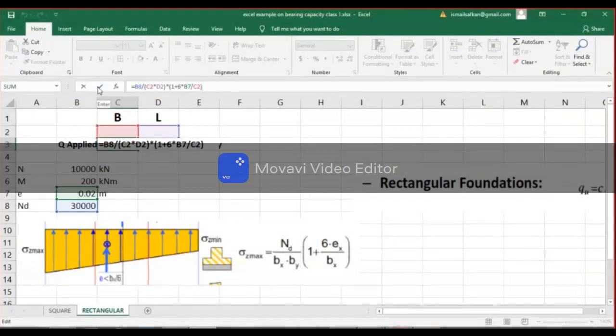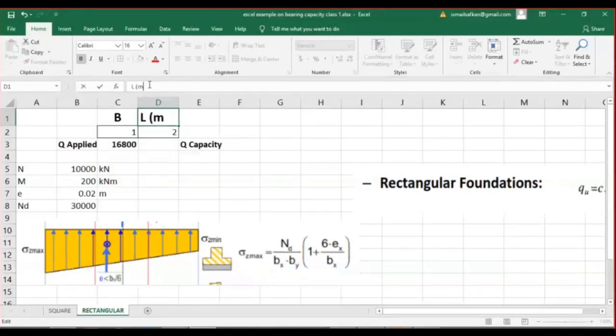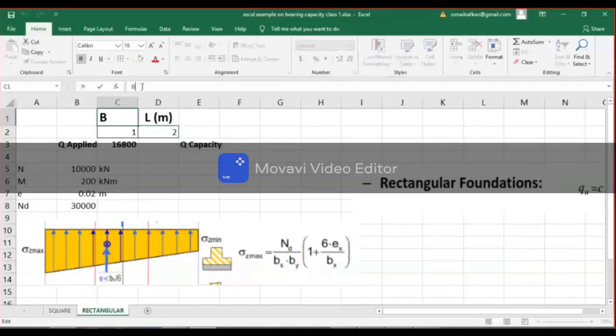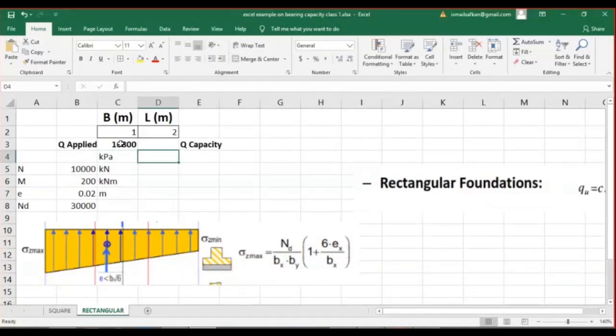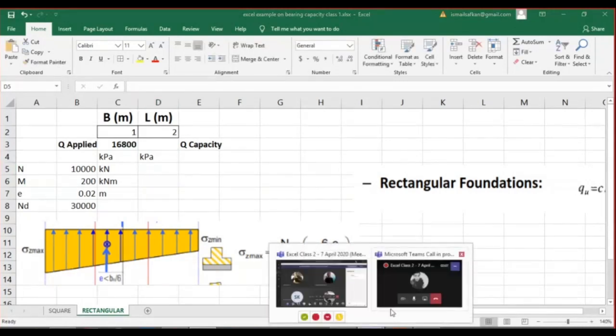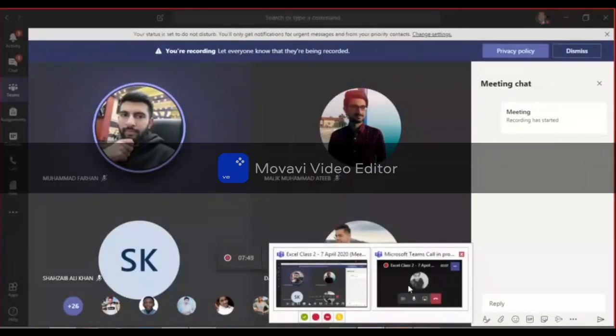Just because I divide with 0, it gives me an error. We can start giving some values to start with. Of course, these dimensions will be in meters, and it will be kPa in both sides. Remember to keep your microphone muted all the time.